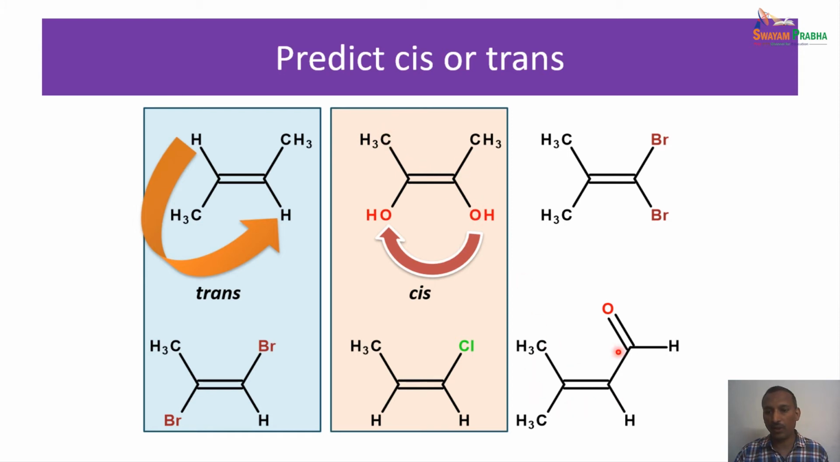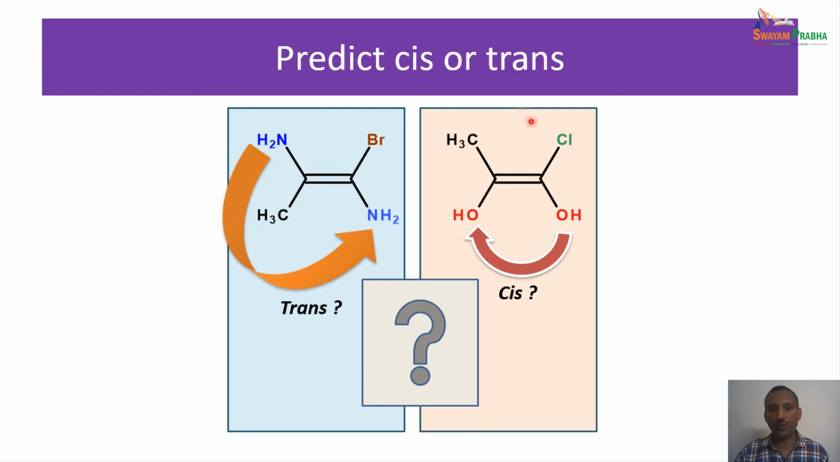But if we take this molecule, how do we say whether this aldehyde group is present on the same side as this methyl group or on the opposite side of this methyl group? It is very difficult. We cannot actually predict exactly. So these types of compounds cannot be given any cis-trans designation. That is the reason we cannot predict anything.